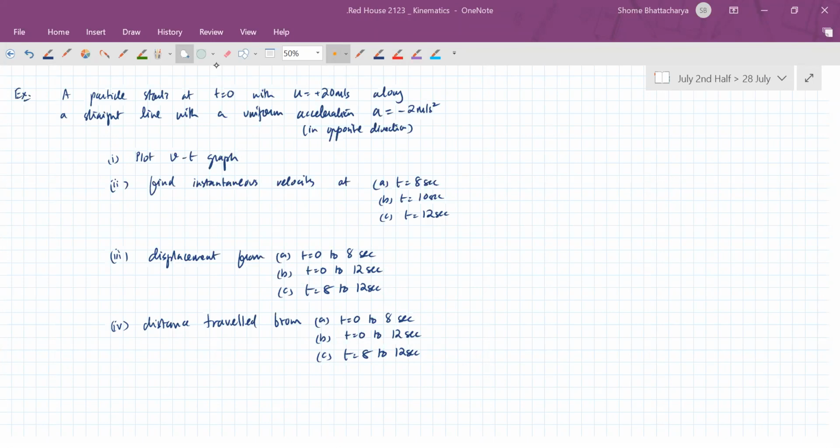Sir, both B and C parts are 12 seconds. No, but see, one is 0 to 12 and C part is 8 to 12 seconds. Understood? The interval is different. The final time is the same.